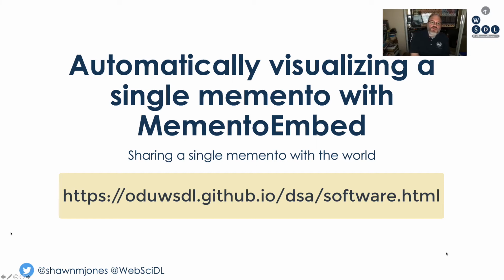Hi, my name is Sean Jones, and today we're going to talk about automatically visualizing a single memento with MementoEmbed. This is where you can share a single memento with the world through your blog. We're going to use Blogger as an example, and we're going to use MementoEmbed to help us generate the surrogate, whether it be a card or a thumbnail, or maybe some of the more interesting ideas like imagereel or word cloud.